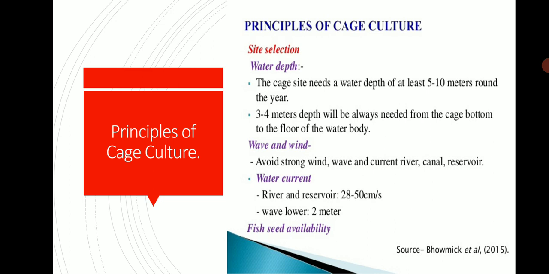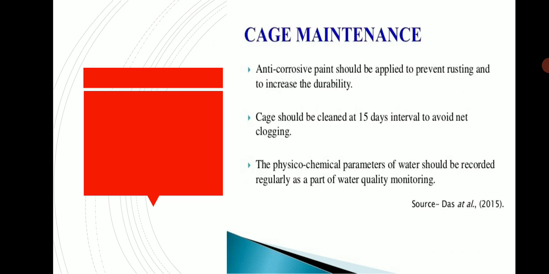Wave and wind. Avoid strong wind, wave and current in river, canal and reservoir. Water current in river and reservoir should be 28 to 50 centimeter per second. Wave height should be lower than 2 meter. Fresh fish seed availability.